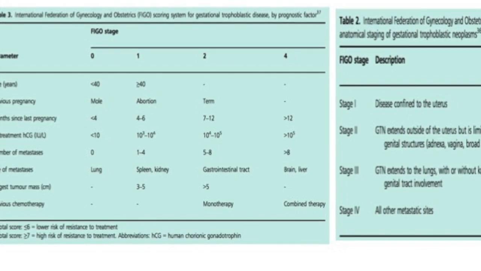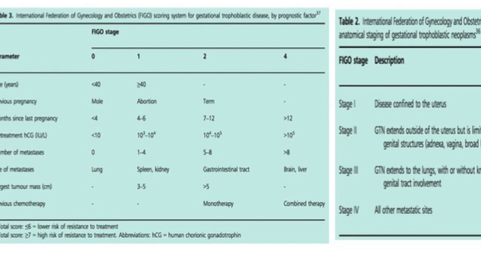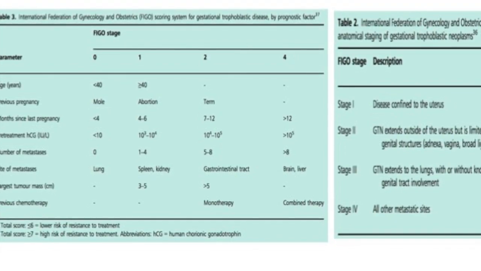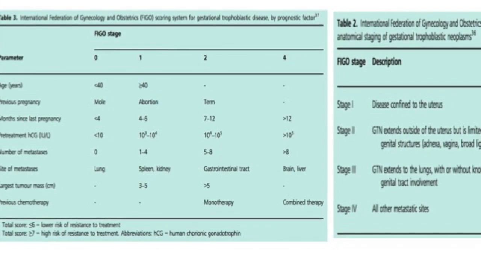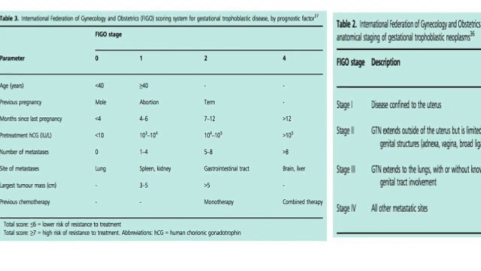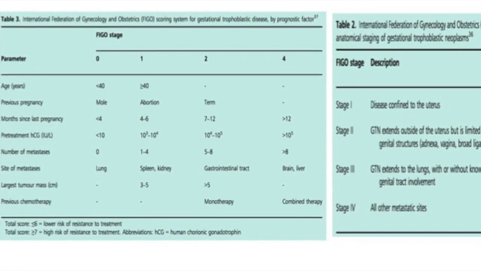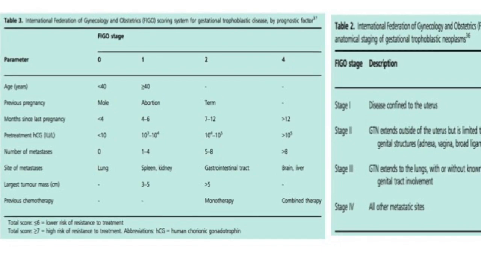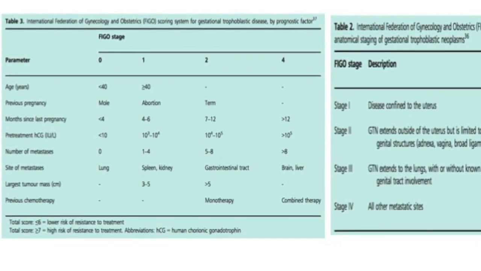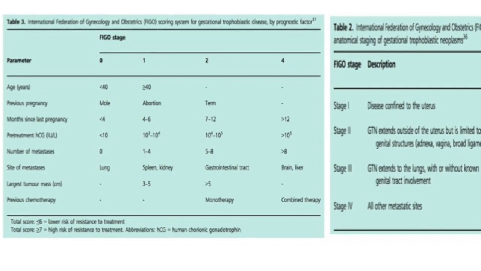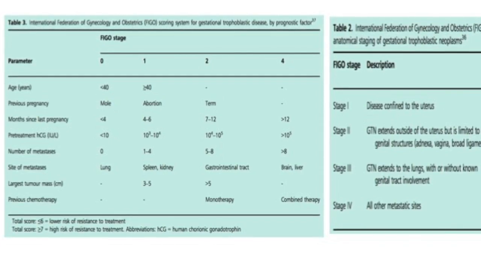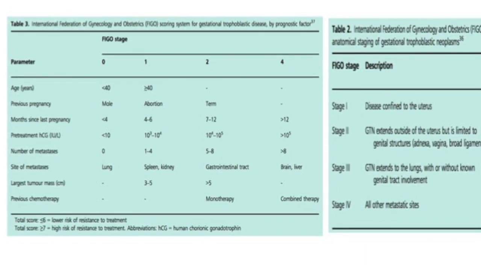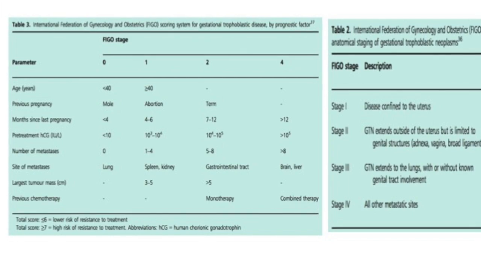So the first box is the FIGO scoring system for gestational trophoblastic disease by prognostic factor. The parameters are age, previous pregnancy, months since last pregnancy, pre-treatment hCG levels, number of metastases, site of metastases, large tumour mass, and previous chemotherapy. The FIGO stages are 0, 1, 2, and 4; there's no 3. A total score of less than 6 is low risk of resistance to treatment. A total score of 7 or more is high risk of resistance to treatment.